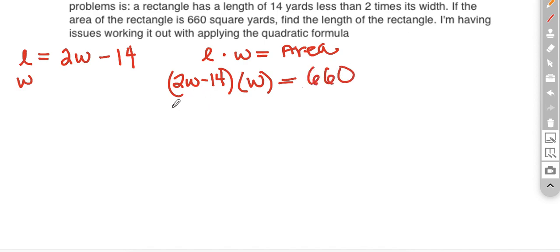Okay, and then we multiply this out. We use the distributive property. 2W times W is 2W squared. And then negative 14 times W is negative 14W.